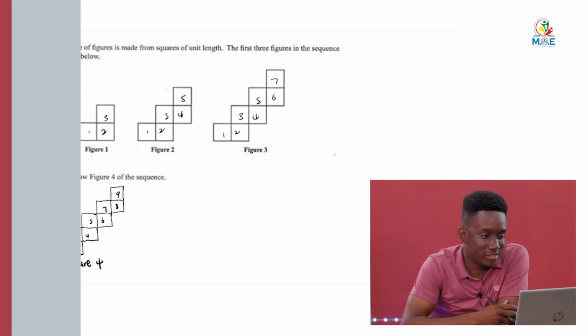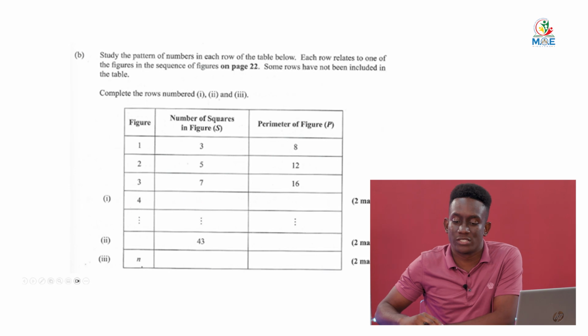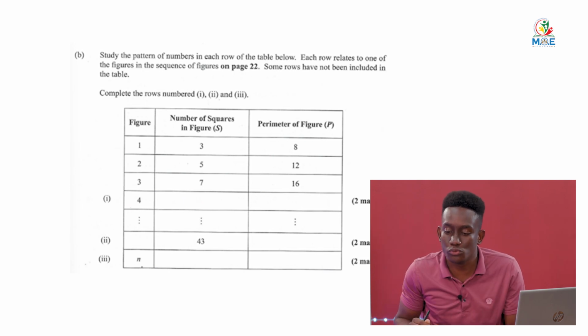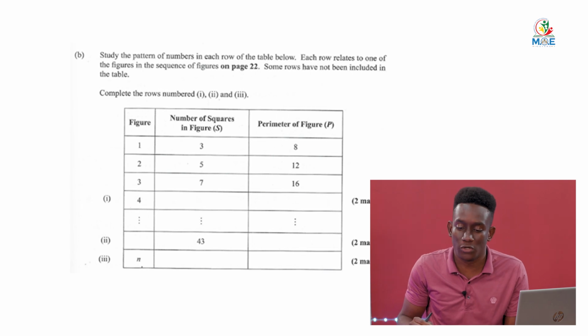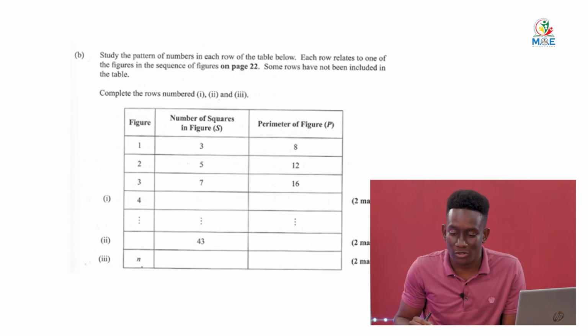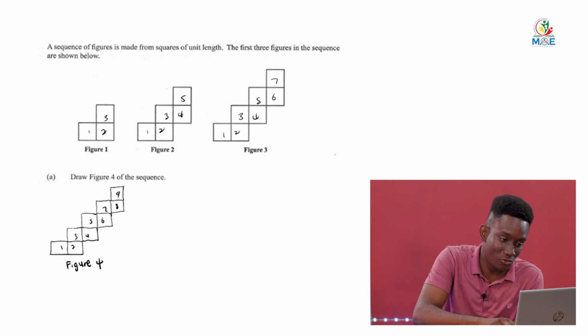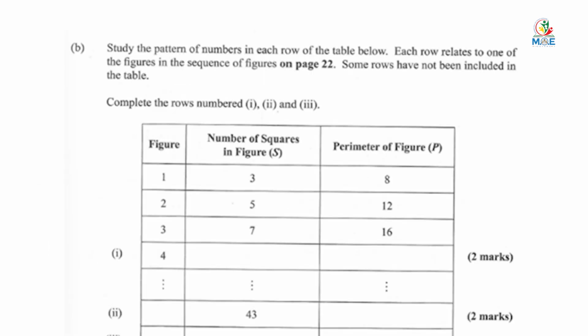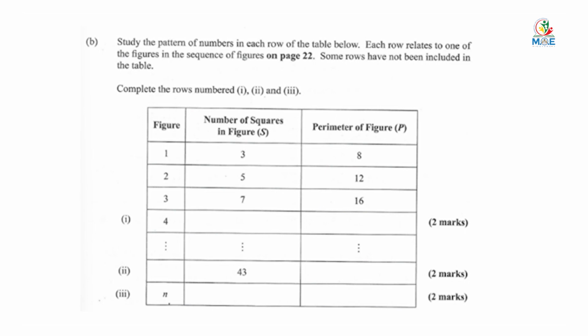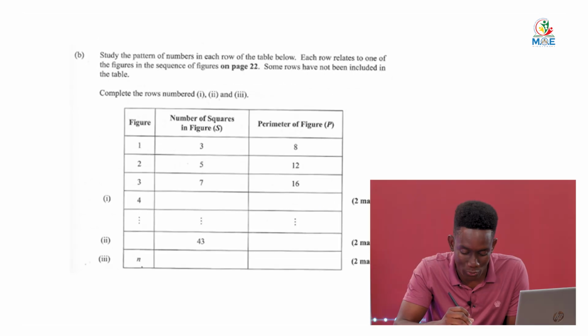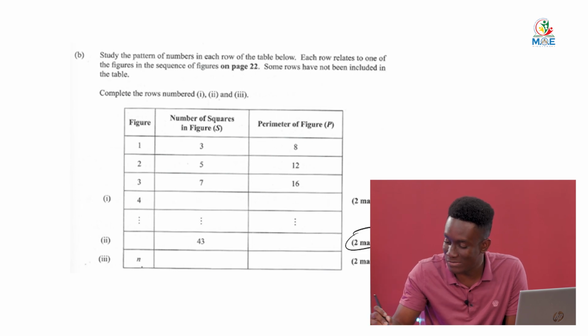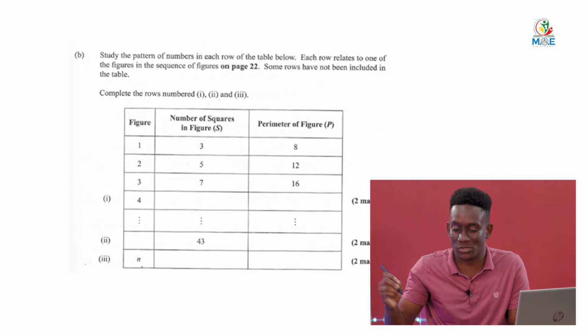So let's move on. So the next question says, study the pattern of numbers in each row of the table below. Each row relates to one of the figures in the sequence of figures on page 22. So this will be page 22. Some rows have not been included in the table. So complete the rows numbered 1, 2, and 3. So we want to complete this table, and each row is going for 2 marks. So these are easy marks you want to collect at CSEC. You just got to analyze what is going on.